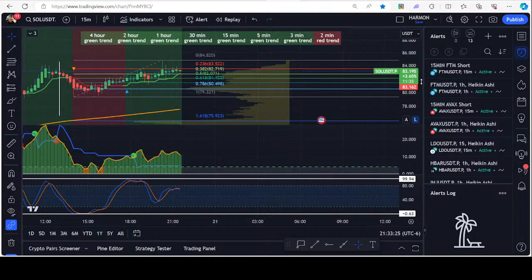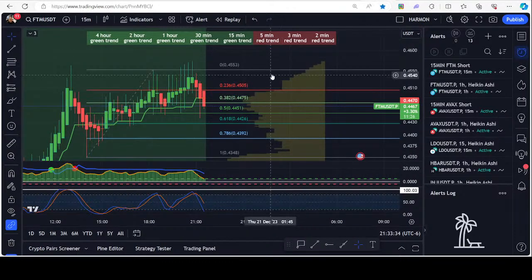And I think after that we'll go on this massive parabolic run. But that looks like what it's starting to sign up for right here.